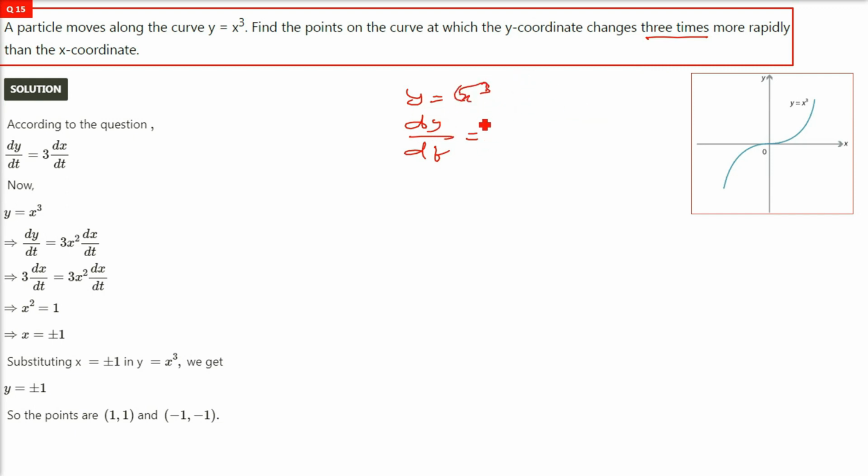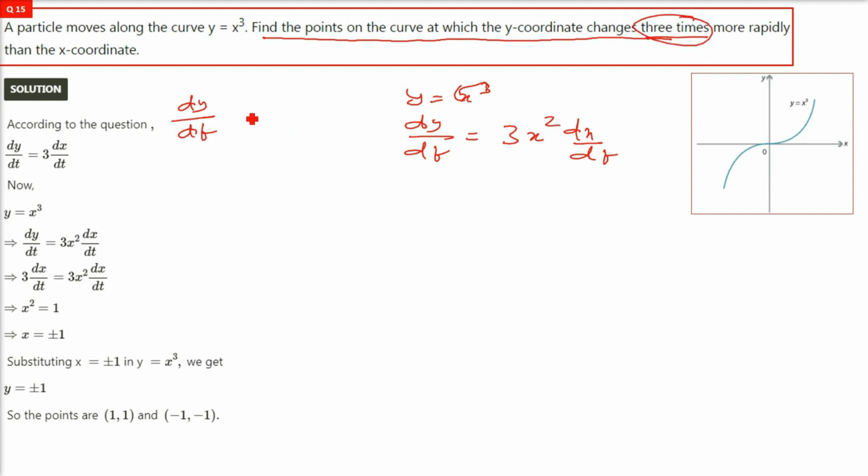Now there is a scenario here. They have given a condition. This you know, y equals x cube, differentiation you already know. Find the points on the curve at which the y coordinate changes 3 times more rapidly. So dy by dt, the rate of change of y, is 3 times. So dy by dt is equal to 3 times dx by dt.